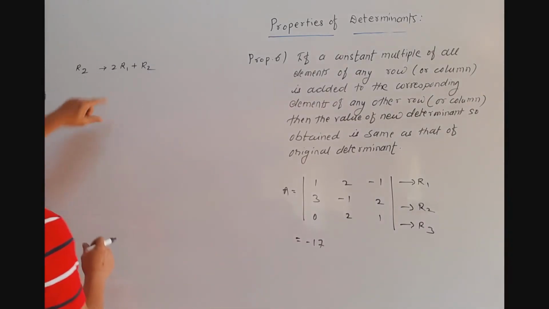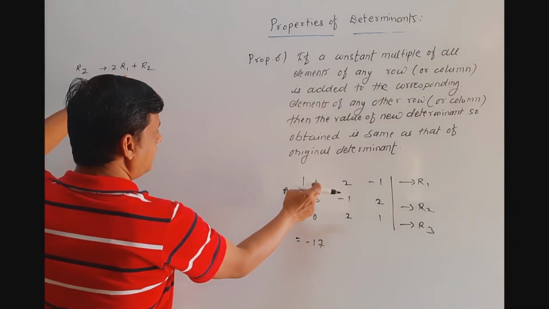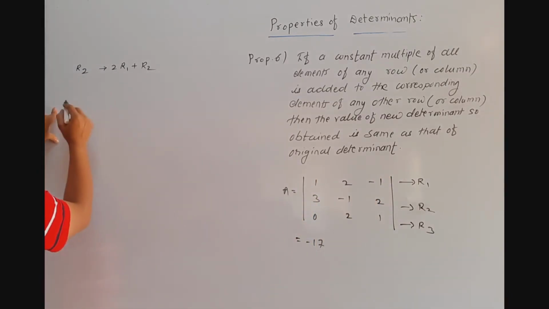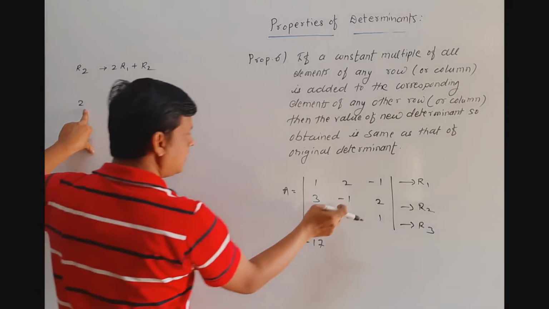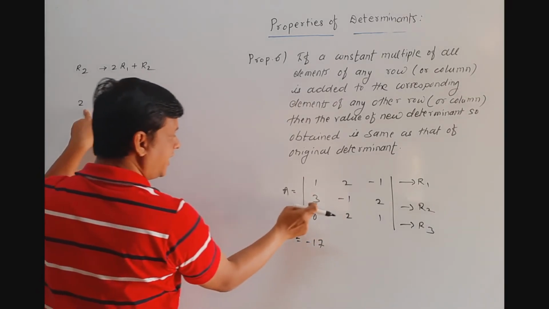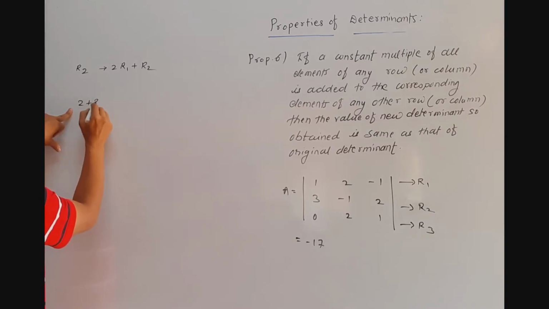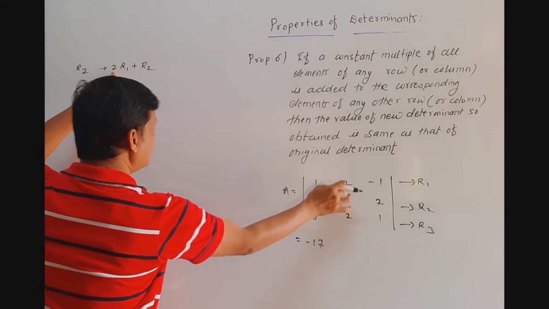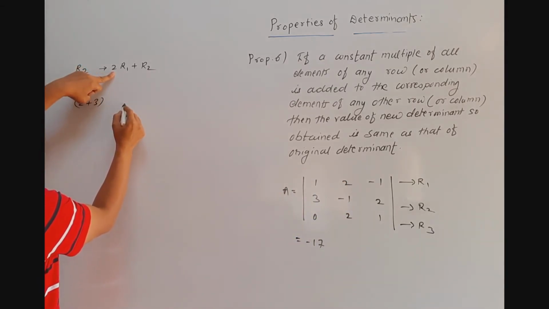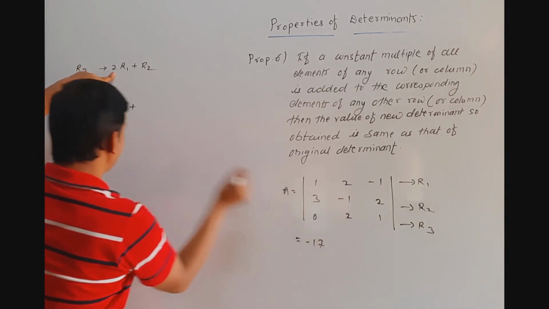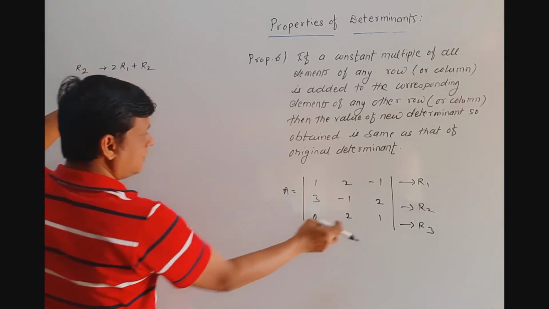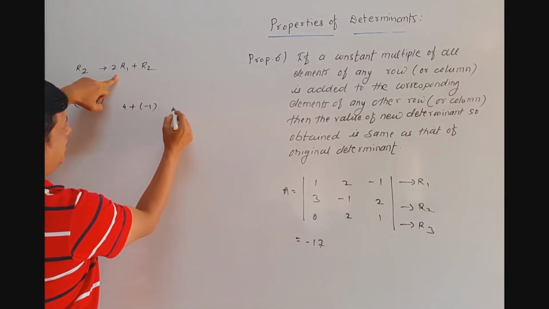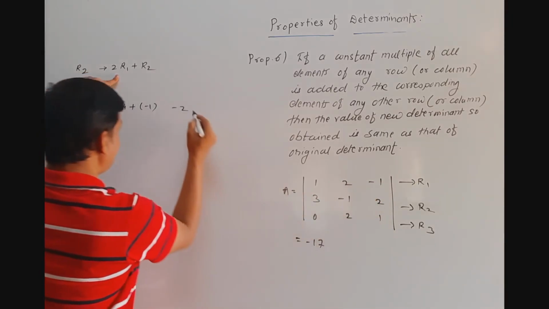Now see here, we multiply each element of row 1 by 2. So 1 into 2 we get 2. Then we add the element of R2, that is 3, so we write here 2 plus 3. Then 2 into R1, R1 is 2, so we write here 2 into 2, 4. 4 plus minus 1. Then we write 2 into minus 1, so we get here minus 2 plus 2.